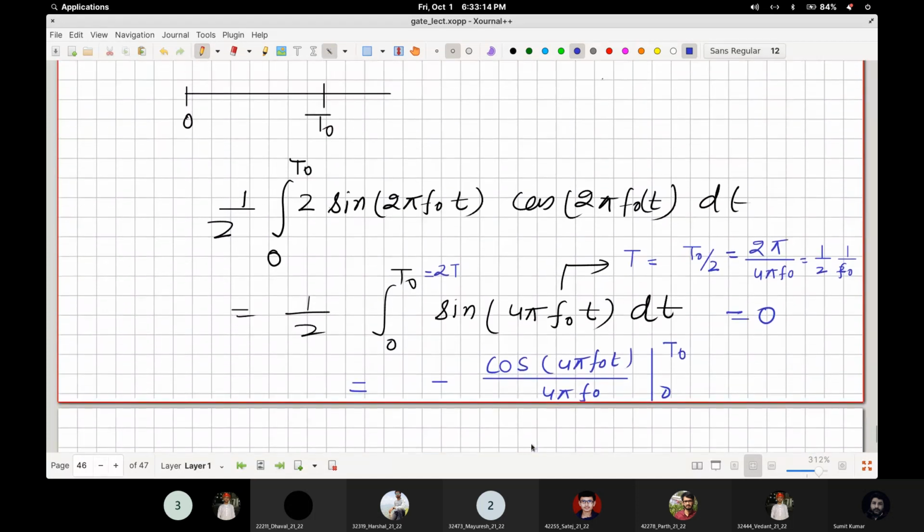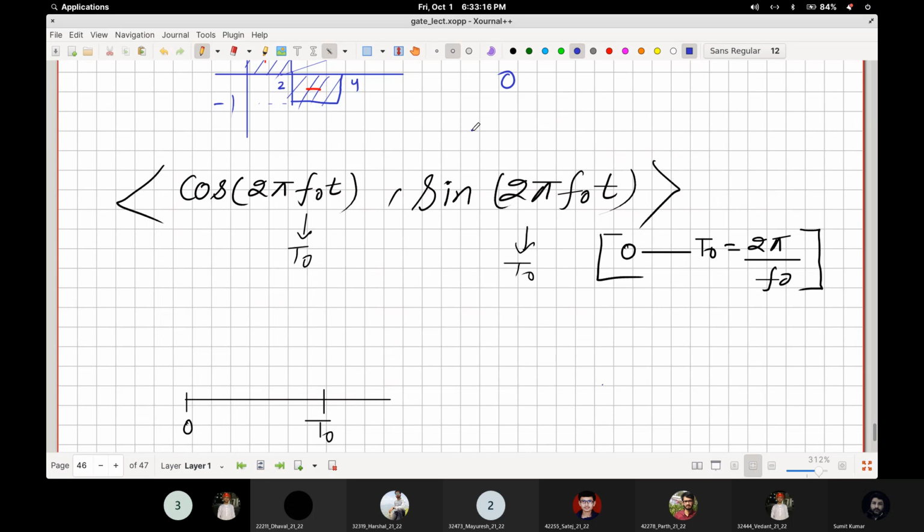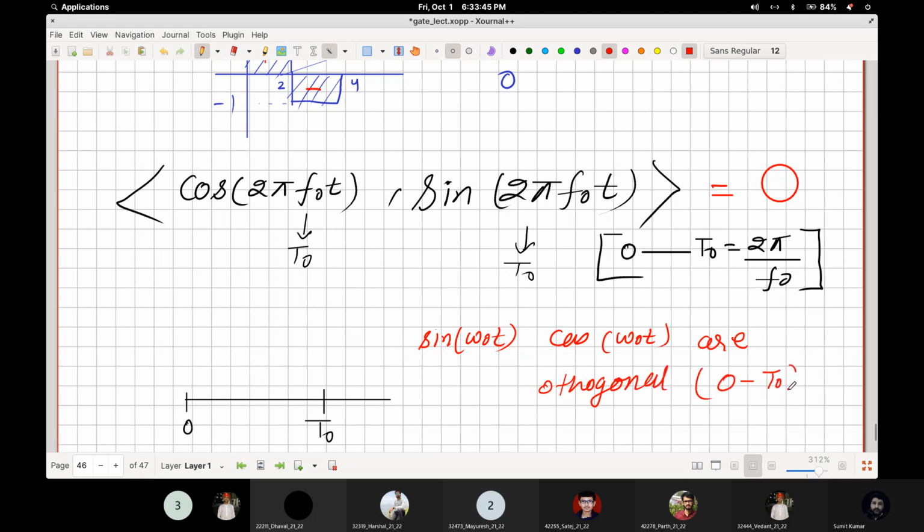So I'm going to end this session here. I just want to tell you that, based on this, the dot product turned out to be how much? 0. What does that mean? These two signals, sin of omega naught t and cos of omega naught t, are orthogonal. But you will have to mention here between 0 and t naught, or over any time period of t naught. Okay, they are orthogonal, between what? Over the time period.